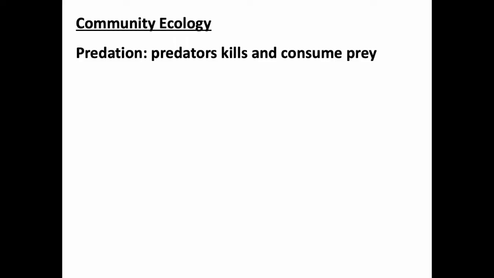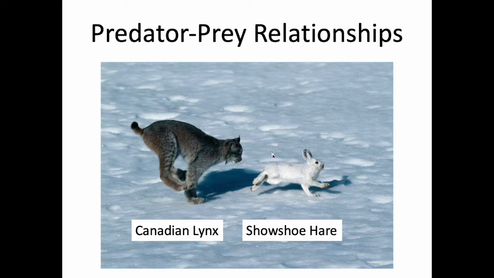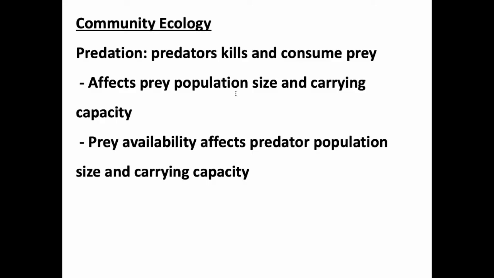Now, it's a pretty obvious statement that this type of relationship is going to affect the prey. It's going to affect their population size, because they've got stuff out there trying to kill them and eat them. And it's going to affect their carrying capacity. Not only do these prey species have to find food of their own and shelter from the elements and all this other stuff, but they also have to avoid being eaten by predators. So yeah, this relationship, predation, definitely affects prey population size and prey carrying capacity.